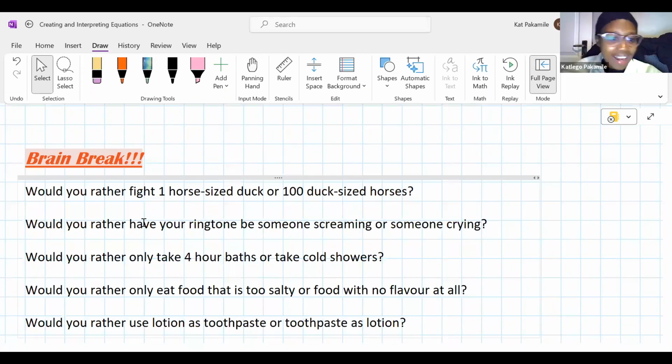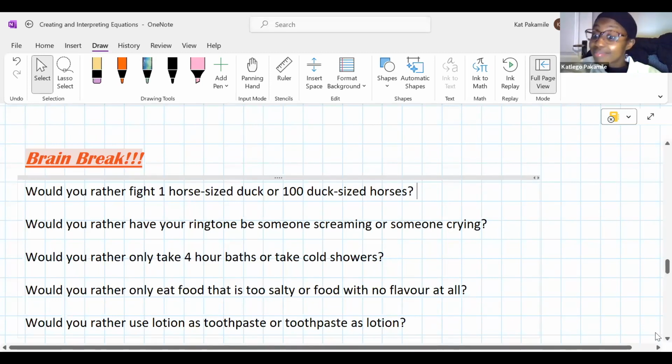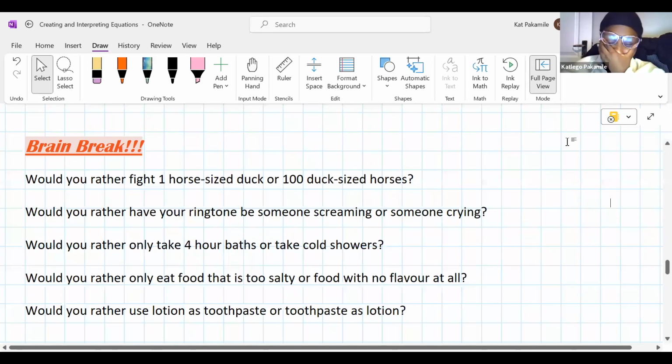Would you rather use lotion as toothpaste or toothpaste as lotion? Tegan, let's hear. Like boiled chicken, guys, no flavor. Tegan, are you there? Yep. There we go, ma'am. I would rather use lotion as toothpaste, ma'am. Oh. You're gonna ma'am, but ma'am, hear me out.